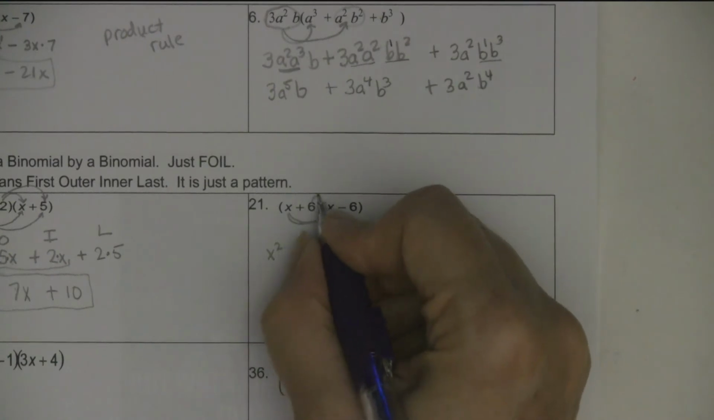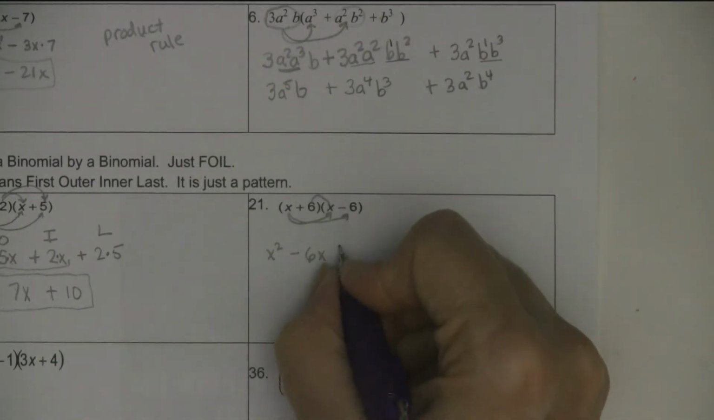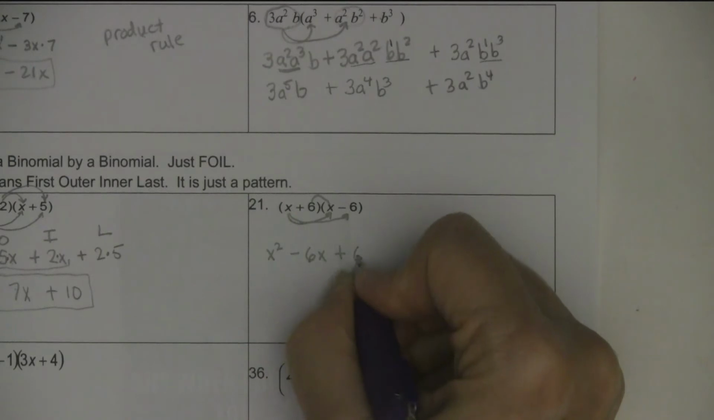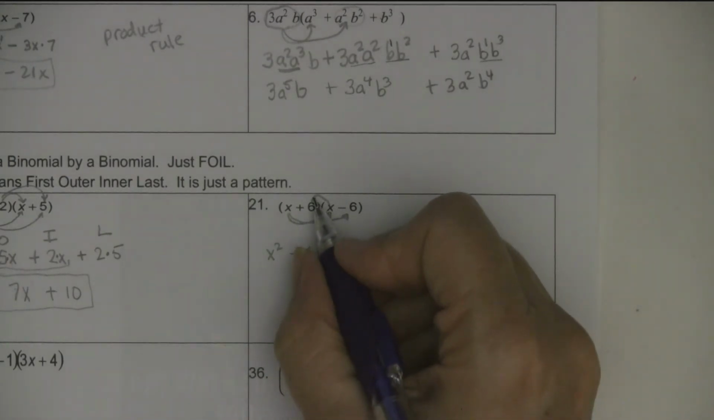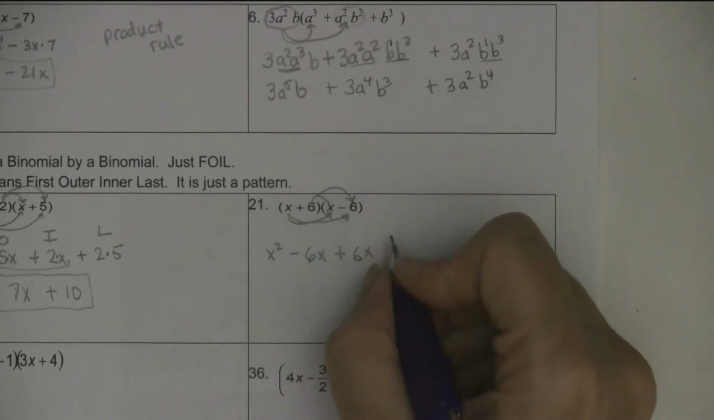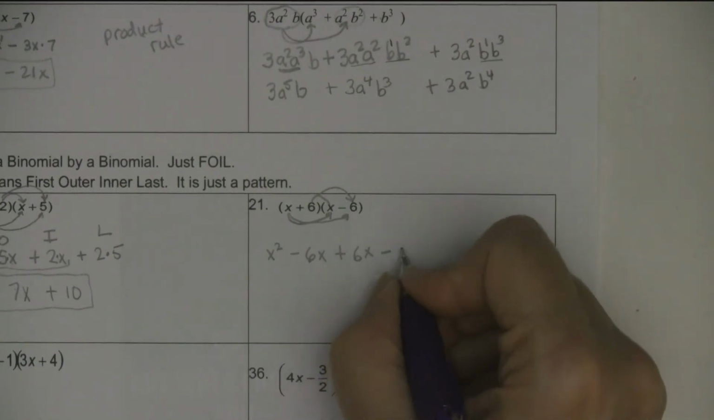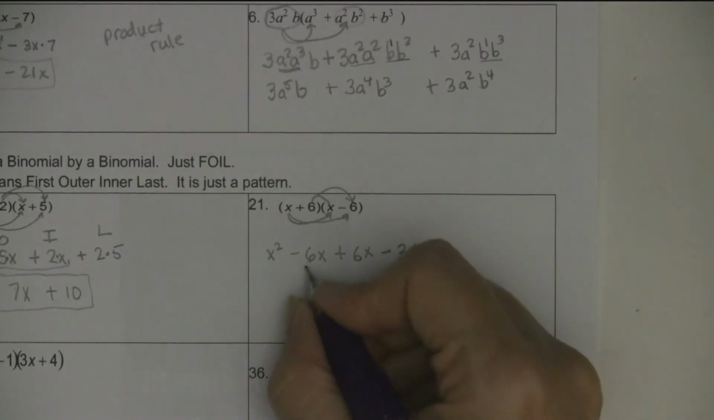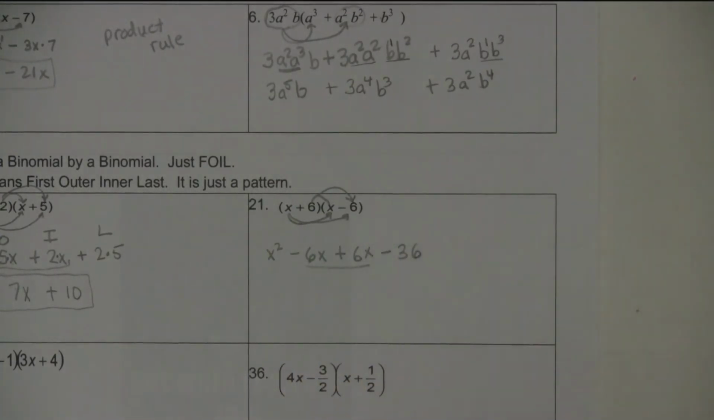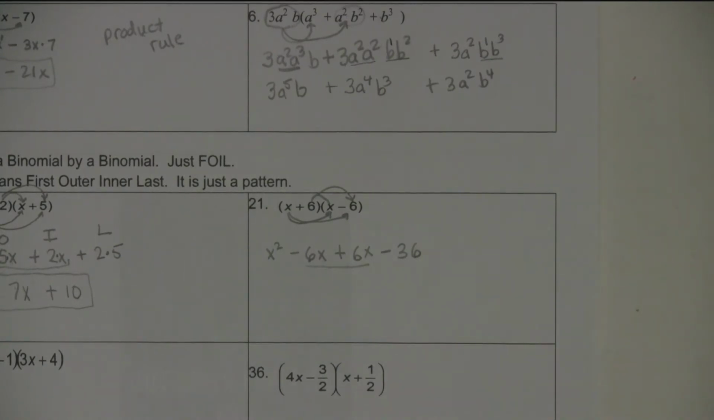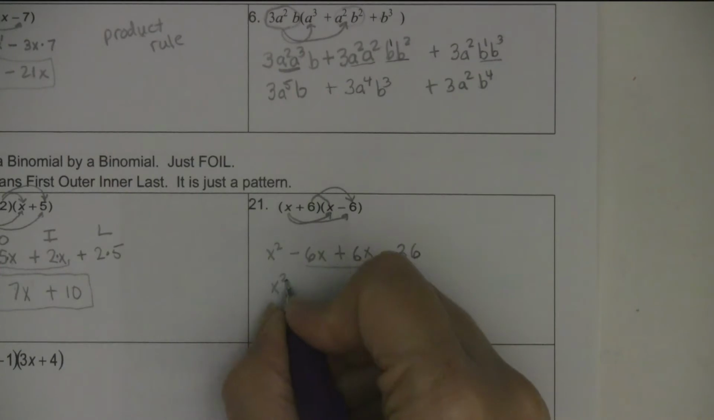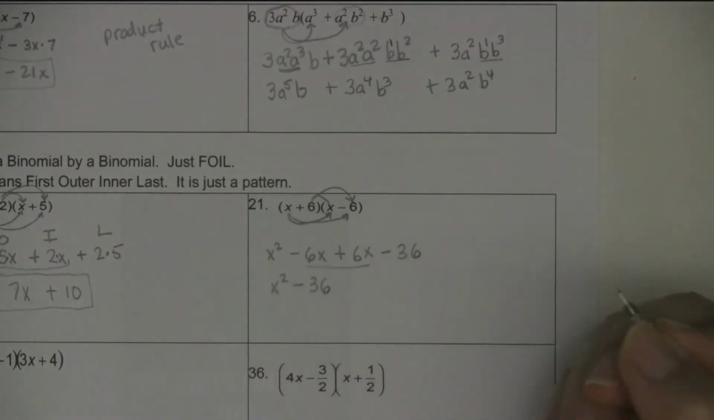And then on the inside, positive times a positive is a positive, and then also 6x coincidentally. And last but not least, a positive times a negative is a negative, and then 6 times 6 is 36. And notice that the outer and the inner, those are usually like terms, not always, but a lot of times. They are like terms and they make 0. So we just get x squared minus 36.